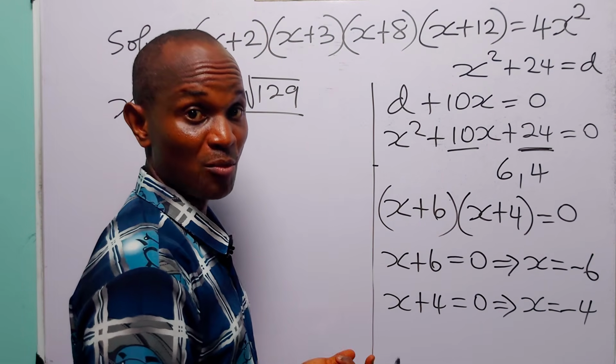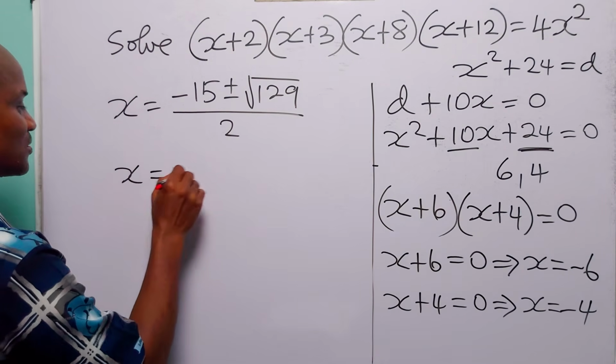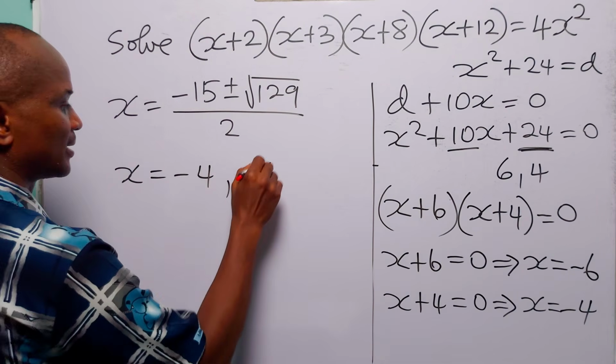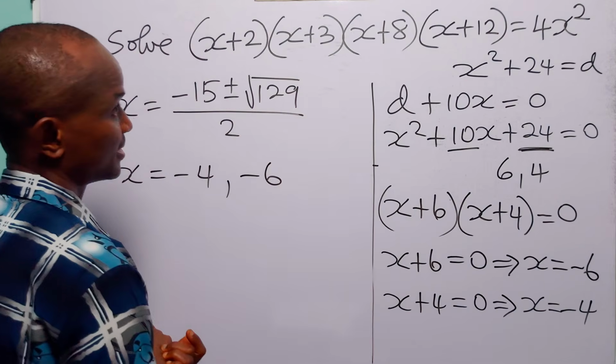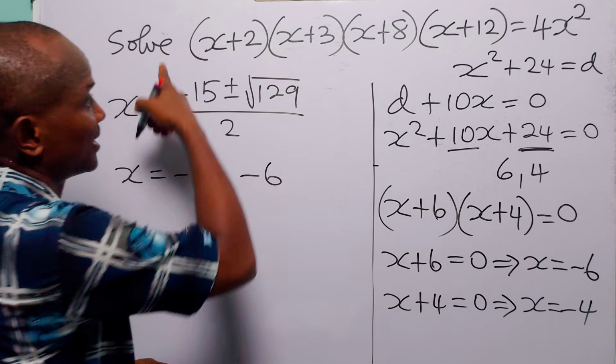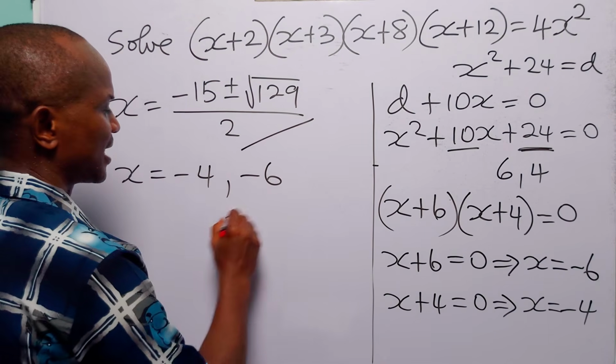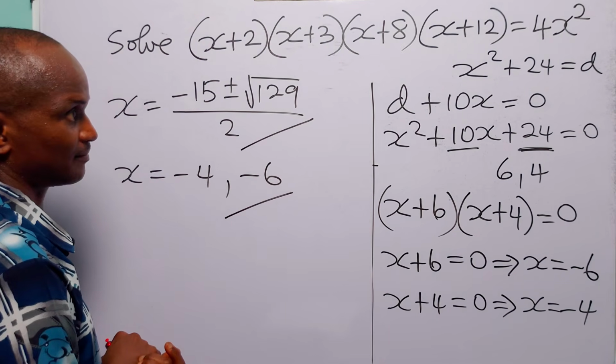So we have two more values of x. We have x equal to minus 4 and minus 6. So now we have found all the 4 real values of x that satisfy this equation. We have this and we have that.